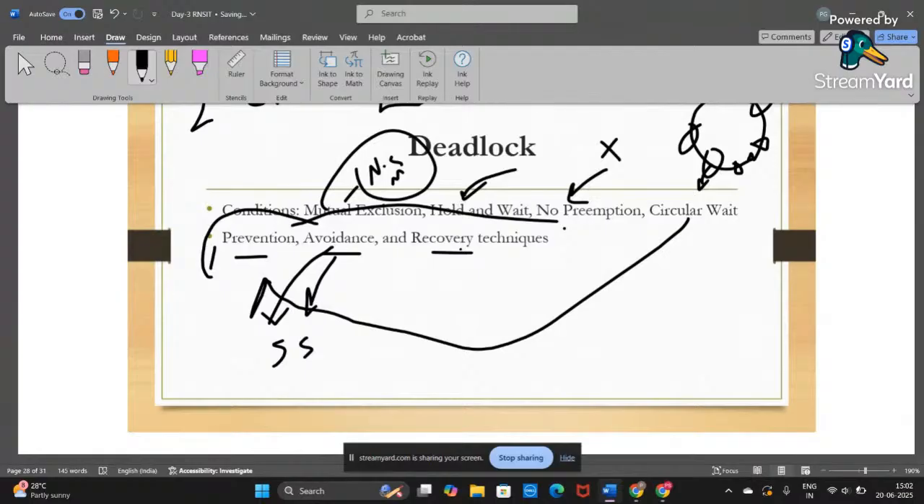Next, recovery. The recovery technique is of two types: one is process termination and another one is resource preemption.